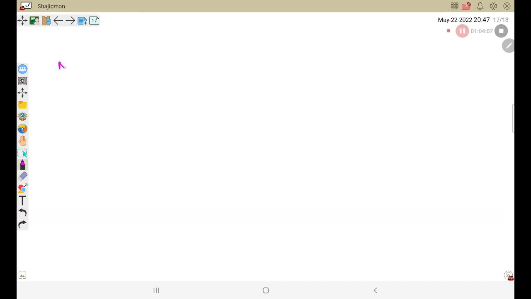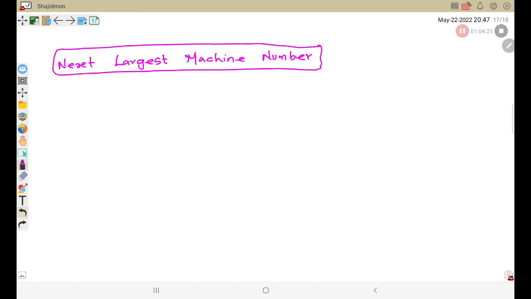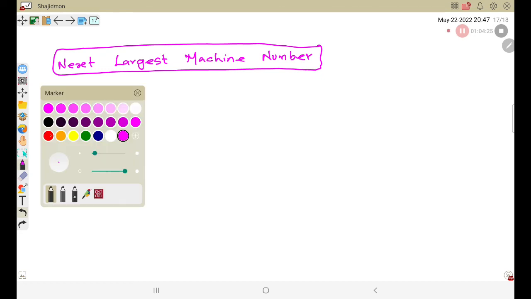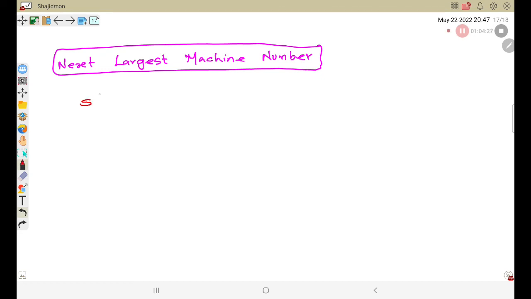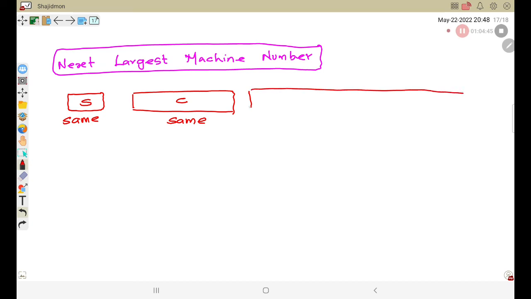If you want the next largest machine number, what will we do in this question? The S part, the sign bit part, we will write the same. And the C part we are also writing the same. But when we change the fractional part, we will get the next largest machine number.